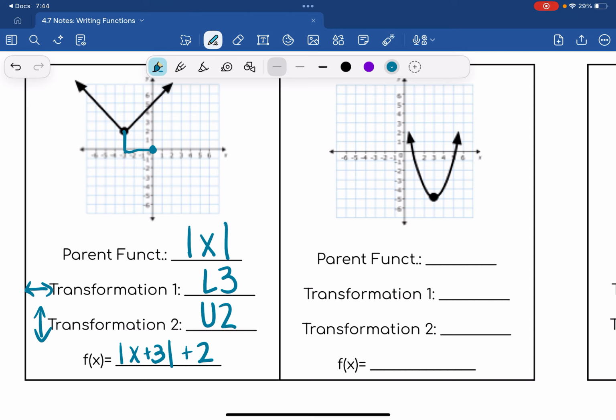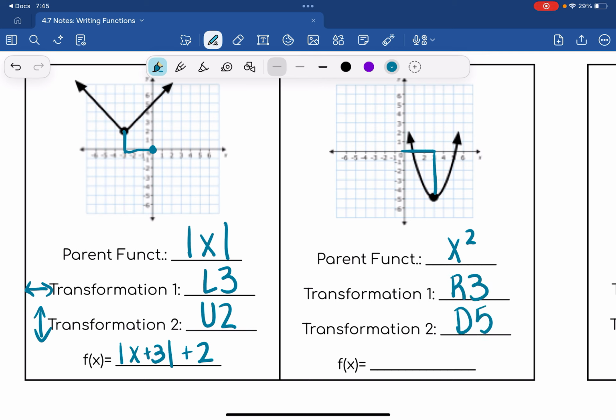Okay, very last one, and this is the last example for the whole unit, since this is the last lesson of the unit. Our parent function on this one is x squared, so that is our quadratic. And then it looks like we went to the right and then down. So we went right 3, and then it looks like we went down 5.